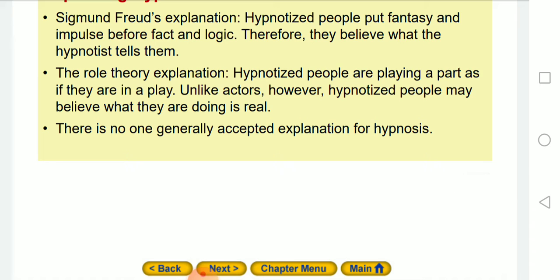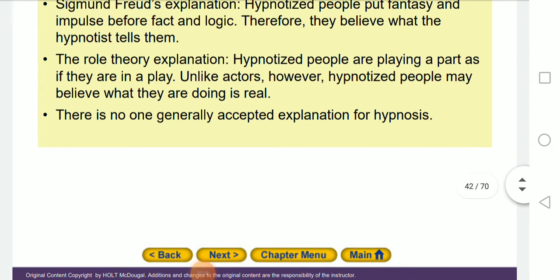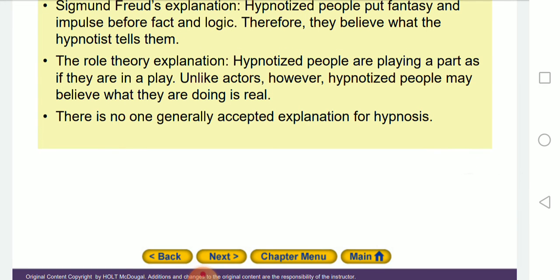I have another explanation called the role theory explanation. Hypnotized people here are playing a part as if they are in a play. Unlike actors, however, hypnotized people may believe what they are doing is real. They think that they are in a play, but unlike the actors, who know that they are just acting, these people know that they are not actors and are not pretending something. They believe that this is real.